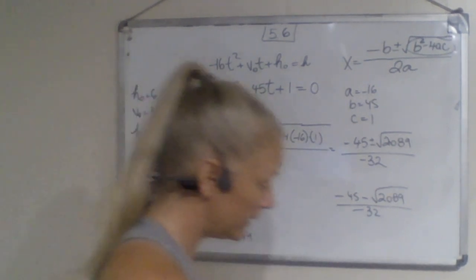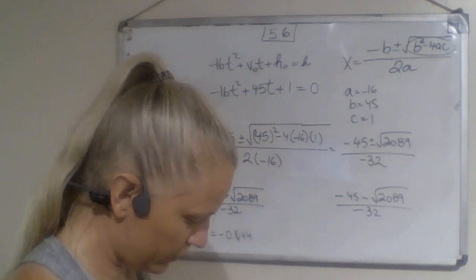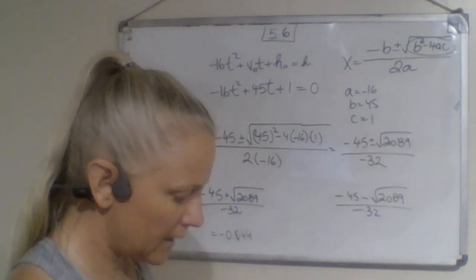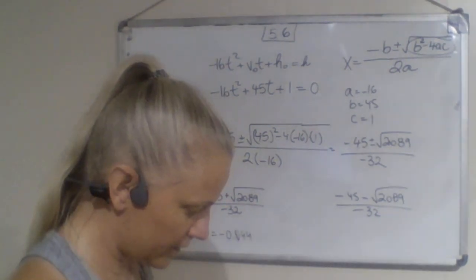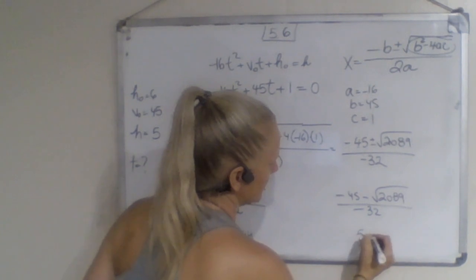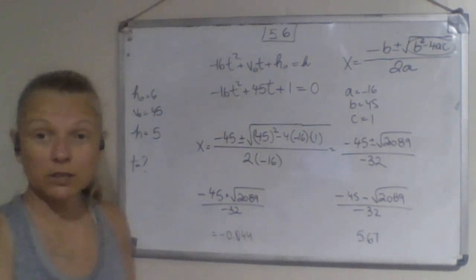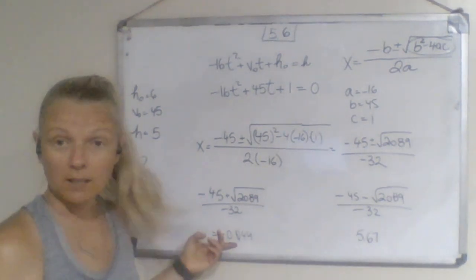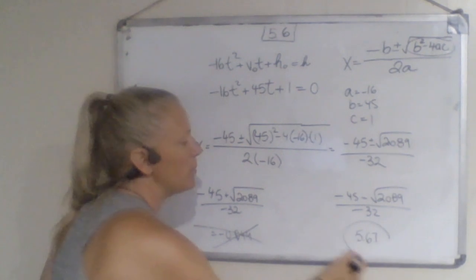I'm going to do the other one. Negative 45 minus the square root of 2089. I get negative 90 point something. I divide that by negative 16 and I get 5.67. Now, real life solutions, can something be in the air for negative 0.044 seconds? No, only the positive solution stays.